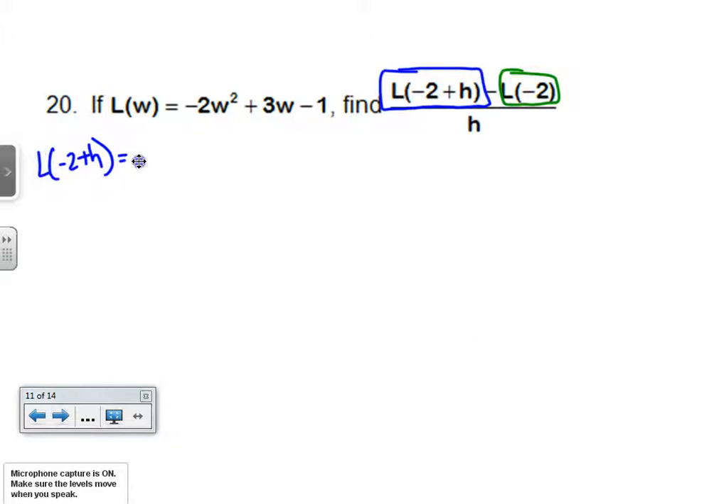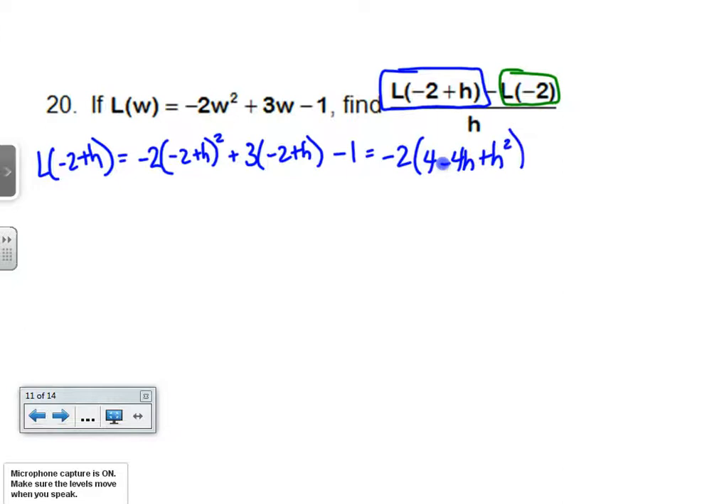So our function is kind of a mess. It's negative 2 times, instead of w, remember I gotta put this guy in place of him, and then we'll square it. Again, instead of w, I gotta put this in place of it. Ooh, this is gonna be gross. Okay, I'm gonna keep the negative 2 in front. I'm going to FOIL this out, so negative 2 times negative 2 is 4, negative 2h plus negative 2h is minus 4h, and then plus h squared.